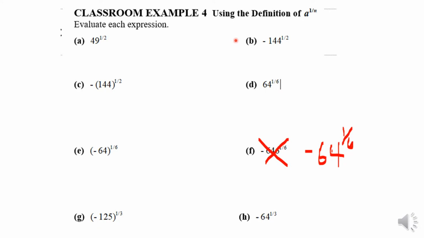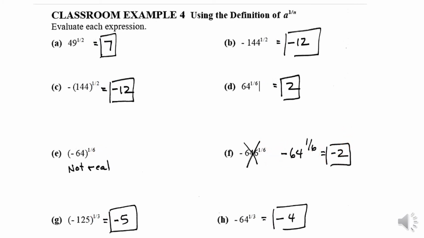So here is using the definition of a to the 1 over n. You're to evaluate each of these expressions, and this was a typo. Let's see how you do. Here we see that there is no number that we can raise to the 6th power and get a negative number, and no real number, so the answer to that is not real.